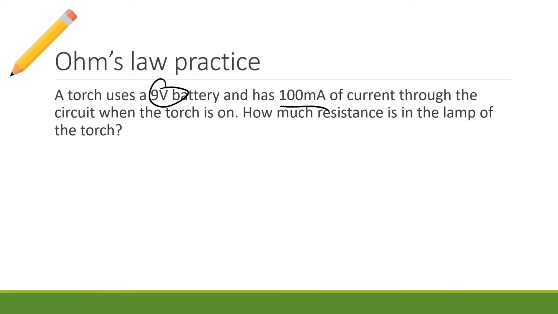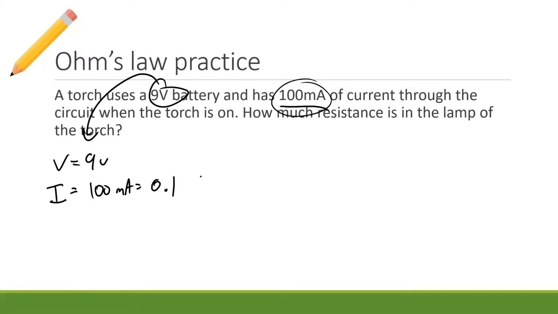Well, let's jot down our information. We've got 9 volts, so V equals 9. We've got 100 milliamps, so I equals 100 milliamps, which is the same as 0.1 amps. Now, how did I do that? Because a milliamp means it's a thousandth of an amp. So all I did was I just took 100 divided by 1,000.